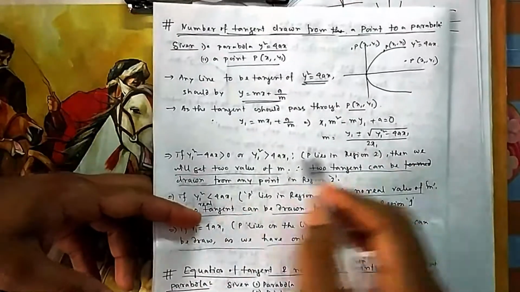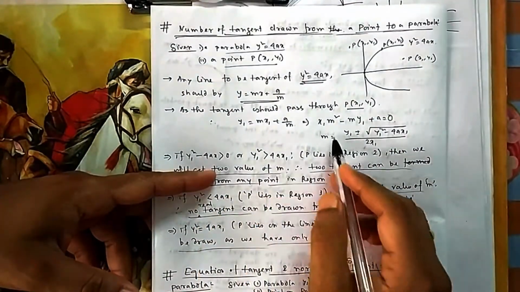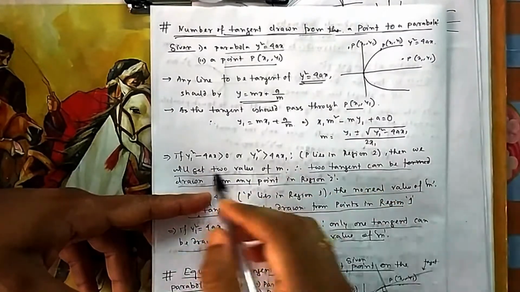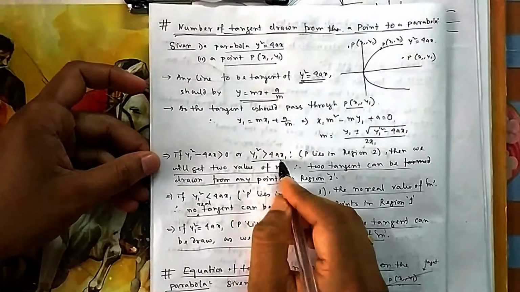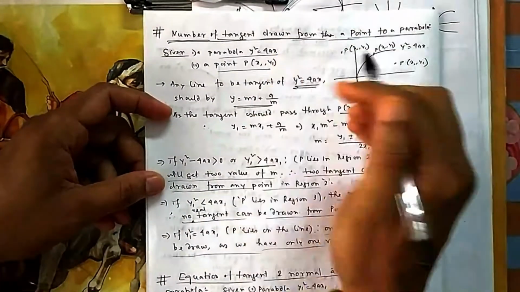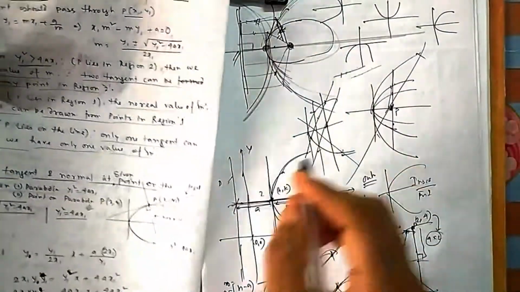Now if this discriminant is greater than 0, then how many m will you get? You will get 2 values of m. That means you can draw 2 tangents. So if this is greater than 0, as you have just learned, then the point is in region 2, R2, that is outside. So from outside you can draw 2 tangents. So graphically also you can prove it. How will I prove it?